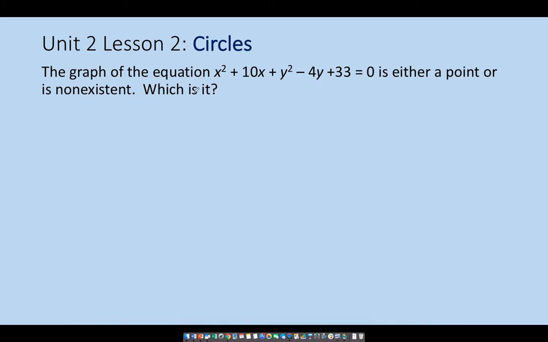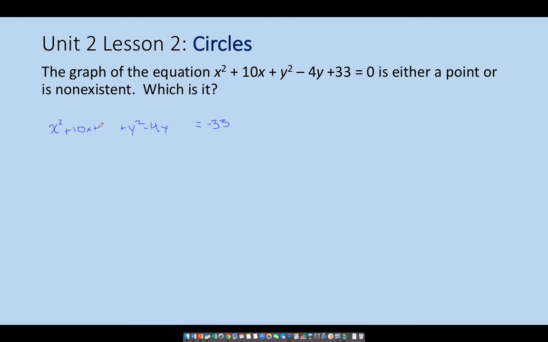It says the graph of the equation is either a point or non-existent. So we're not even pretending to say that it's a circle. We just want to know, is it a point or is it non-existent? Is it 0 or is it negative for the radius? Well, we're going to probably have to do the same process as we did last time. X squared plus 10x, give myself a little space there for the completing the square part, plus y squared minus 4y, again, give myself a little space, and then equals negative 33. Subtract that from both sides.